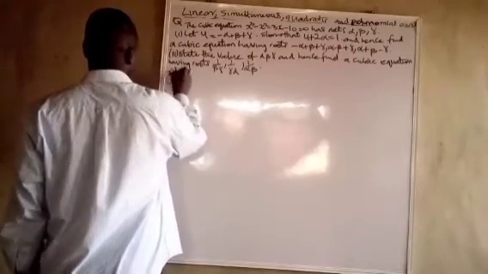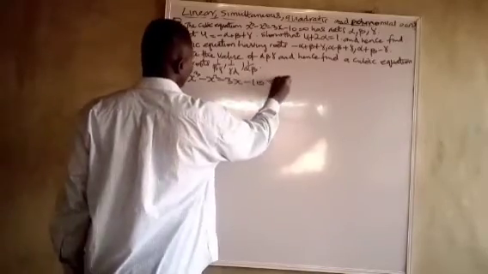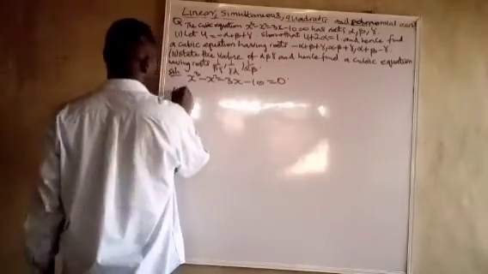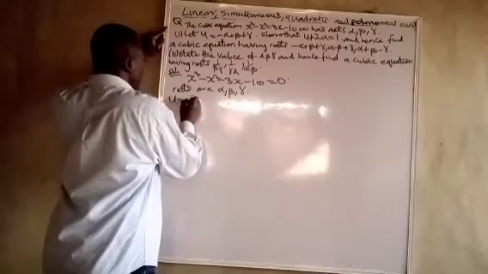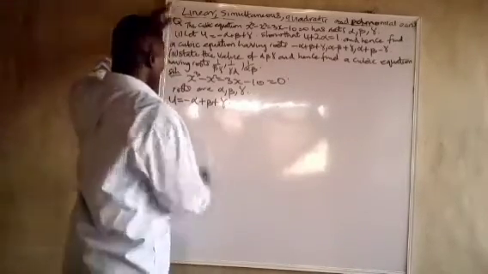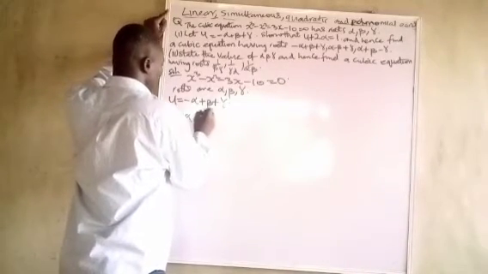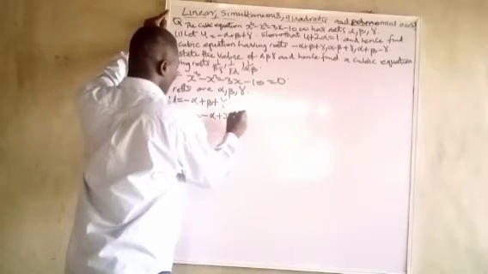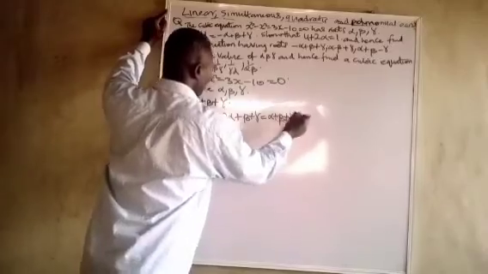Now let's start. The original equation is x cubed minus x squared minus 3x minus 10 equals 0. And we are told that the roots are alpha, beta, gamma. u is equal to minus alpha plus beta plus gamma. Now, if we add 2 alpha to u, u plus 2 alpha will be equal to minus alpha plus 2 alpha plus beta plus gamma, which is alpha plus beta plus gamma.